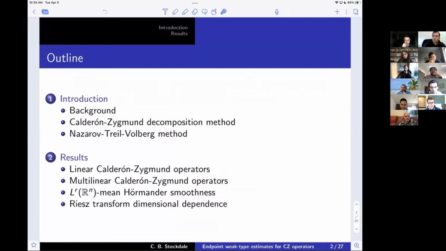We're going to talk about a few different proofs for how this can be proved. And then we're going to generalize and study these techniques and these ideas in some different settings. So in the linear setting, in a multi-linear setting with some different smoothness assumptions, and in tracking down some dimensional dependence in specific situations.